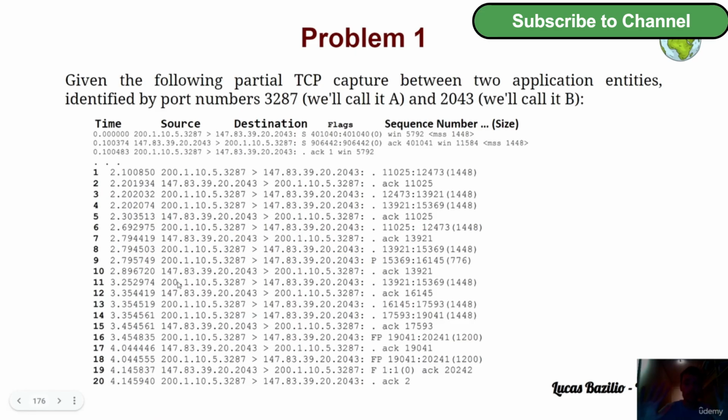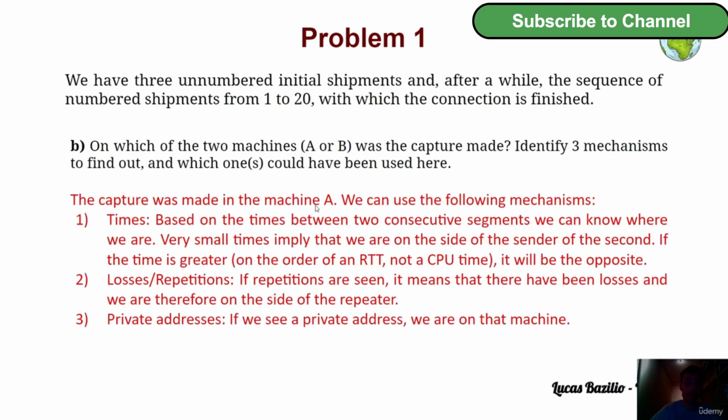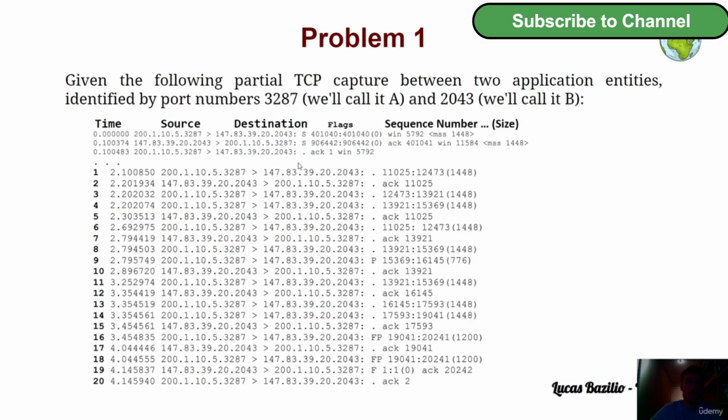So for this problem, and for this trace, for this problem 1, we can only use 2 mechanisms. And these are the first 2, the times and the losses or repetitions. Let's begin with the times. These times are seen very clearly in the connection establishment. And for instance, if we analyze this connection establishment in here, the first column that we see, what is it? It's the column of the time. So let's analyze the time.